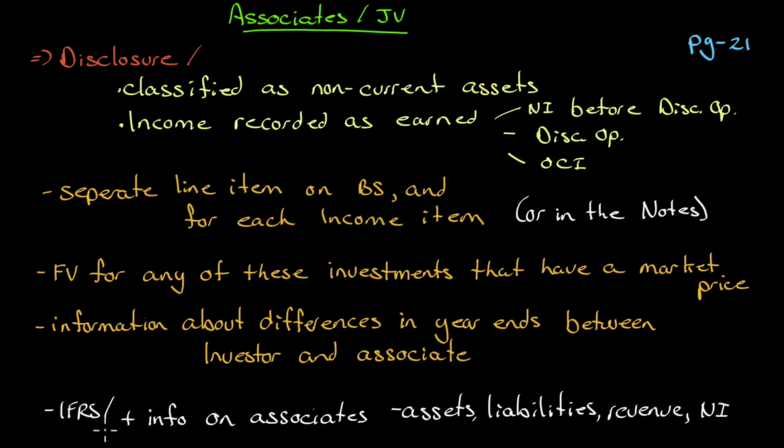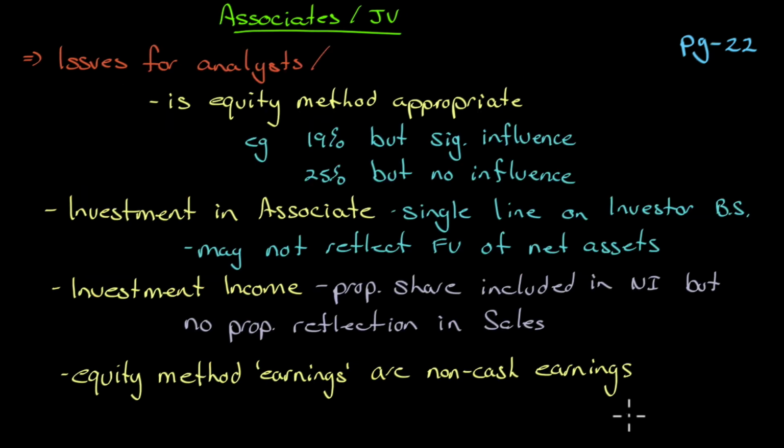For IFRS, there's more information. You have to add the information on the associate's assets, their liabilities, the revenue, net income. So you get a little bit more granularity on the associate itself. Okay, and some concluding remarks on any outstanding issues for you as an analyst.